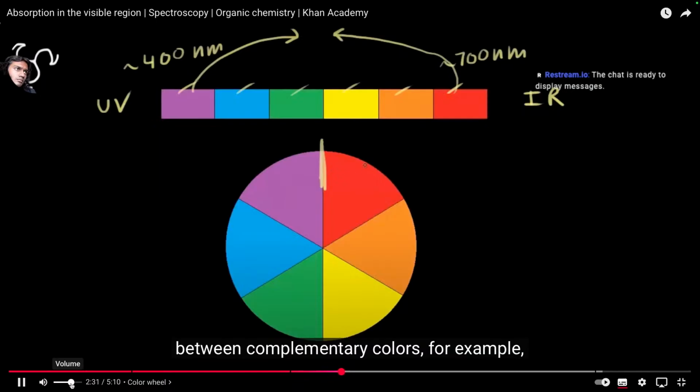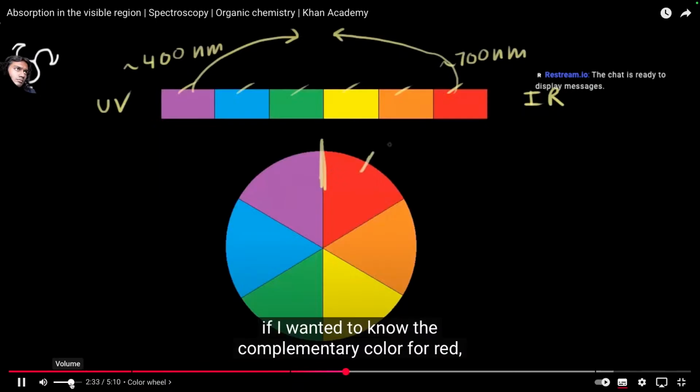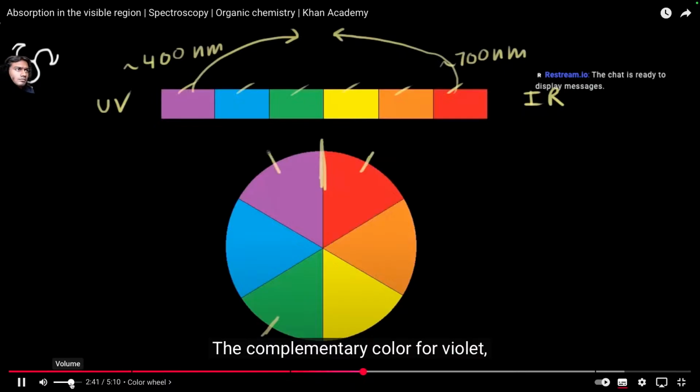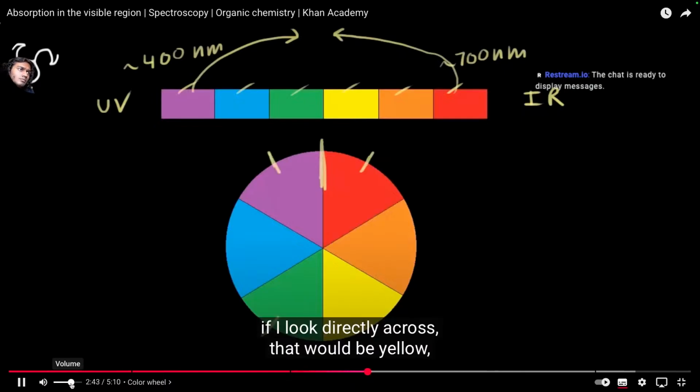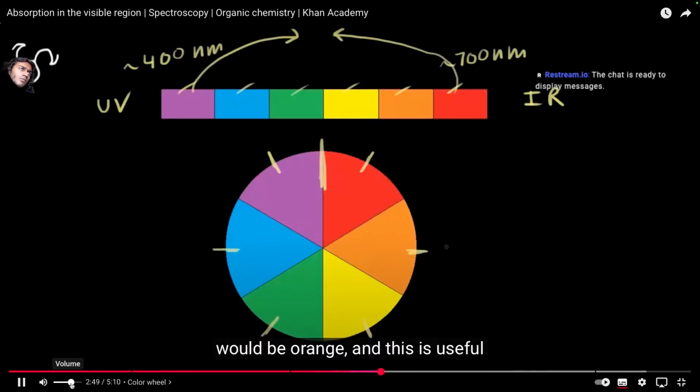For example, if I wanted to know the complementary color for red, all I have to do is look across on my color wheel, and I can see that the complementary color is green. The complementary color for violet, if I look directly across, would be yellow. And finally, the complementary color for blue would be orange. And this is useful because it allows you to think about why things appear to be a certain color.